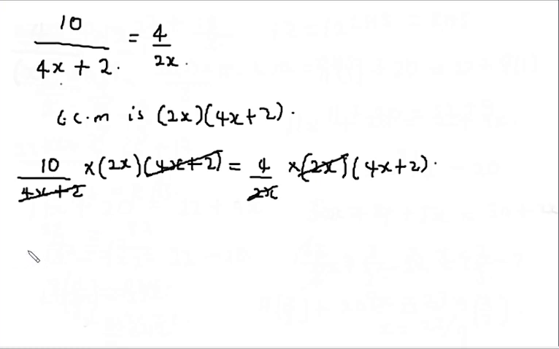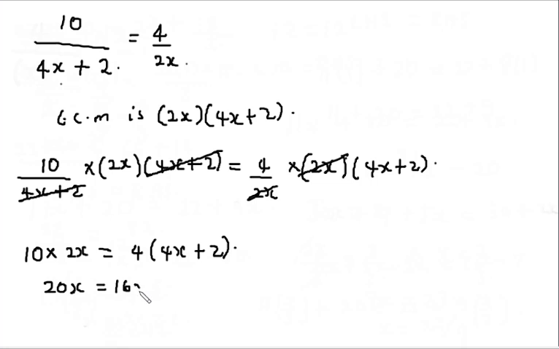So what we have now is 10 times 2x is equal to 4 open brackets 4x plus 2. So we know that 10 times 2x is 20x, and that's equal to 4 times 4x, which is 16x, plus 4 times 2, which is 8, that's plus 8.